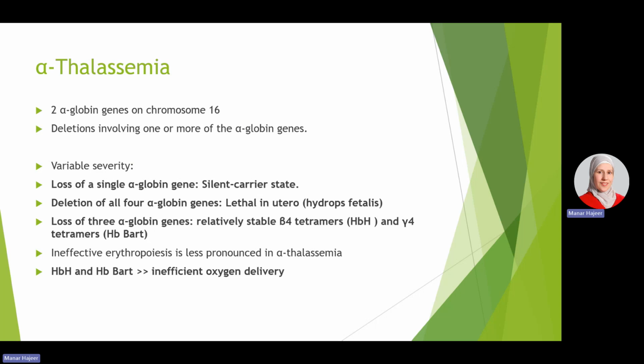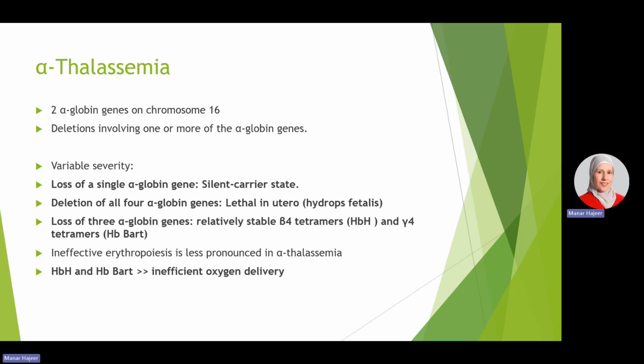If we lose a single alpha globin gene, this is called the silent carrier state, and the patient is usually asymptomatic. If we have deletion of the 4 alpha globin genes, the fetus will die in utero, which is lethal in utero. We call that hydrops fetalis. And if we have loss of the 3 alpha globin genes, the patient will have relatively stable beta 4 tetramers, which we call hemoglobin H, or gamma 4 tetramers, which we call hemoglobin Barts.